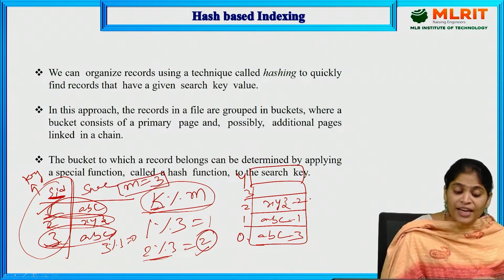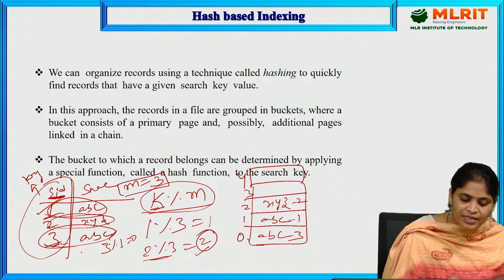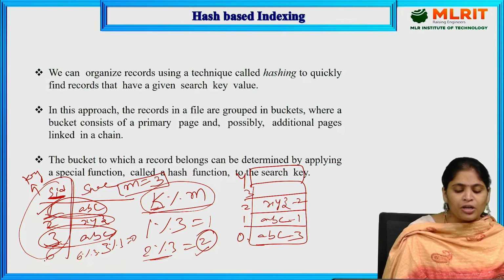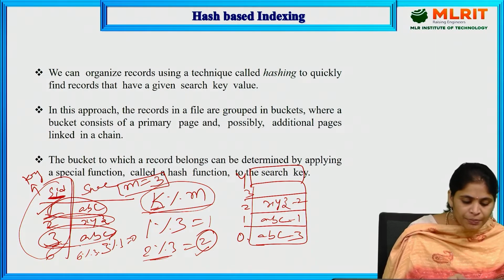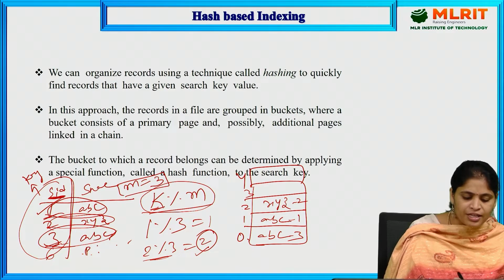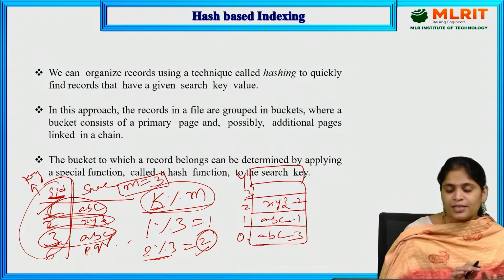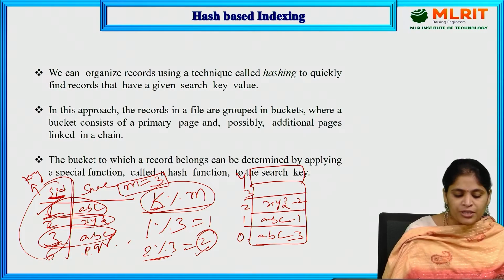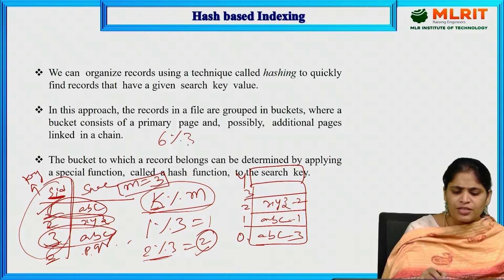Okay. Next, again, let us consider 6 modulus 3. For example, let us suppose I have inserted record 6, that is nothing but PQR. Let us think, where do I have to keep this 6th record? So, 6th record means 6 modulus 3.